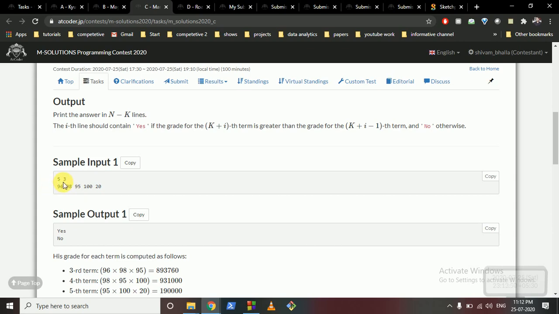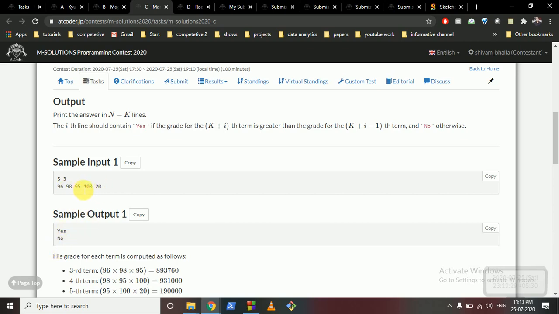then our total term grade will decrease. Okay, so we will iterate from this number till the last number, and we'll check if this number, the ith term, is greater than the (i minus k)th term. If this is greater than the (i minus k)th term, then the answer is yes. Else, we will print no, because this is smaller than this term.